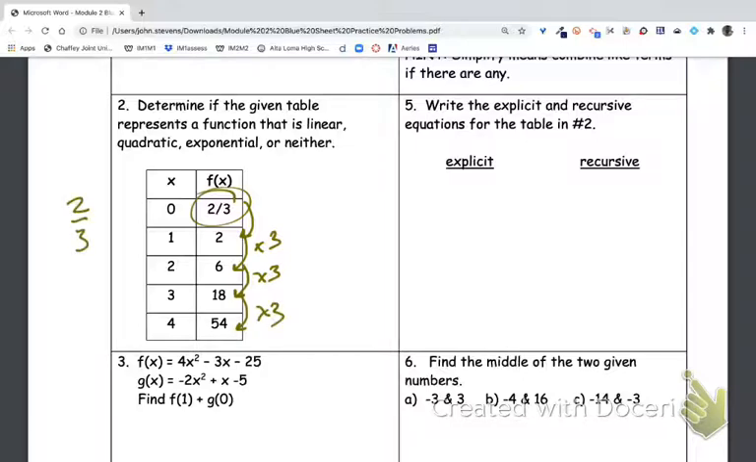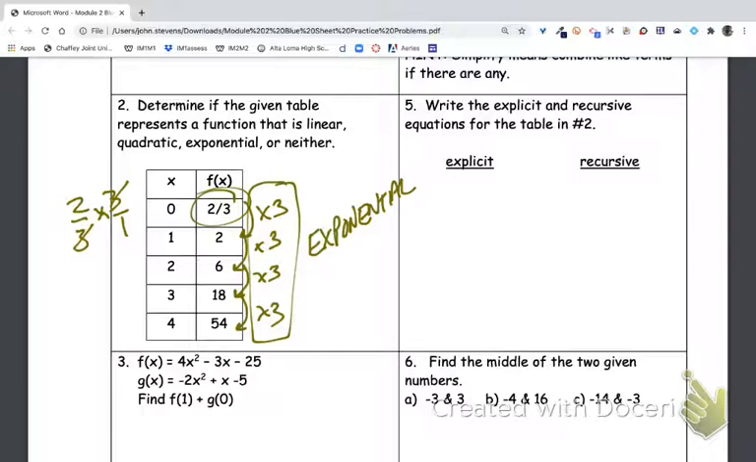2/3 times 3, if you recall your fraction rules, I can cross cancel those 3's and I would end up getting 2. So 2/3 times 3 gives me 2. Because I have a common ratio here, I know that we have a quadratic, not a quadratic, an exponential function.